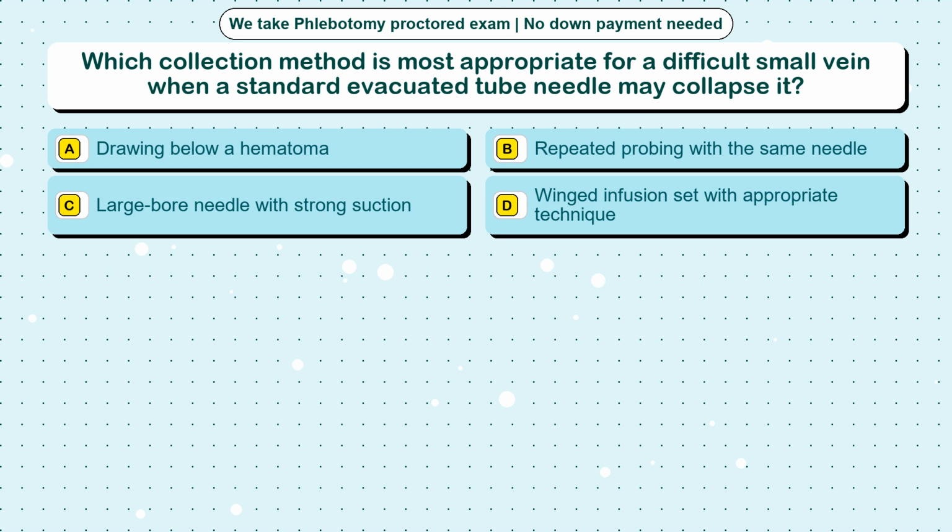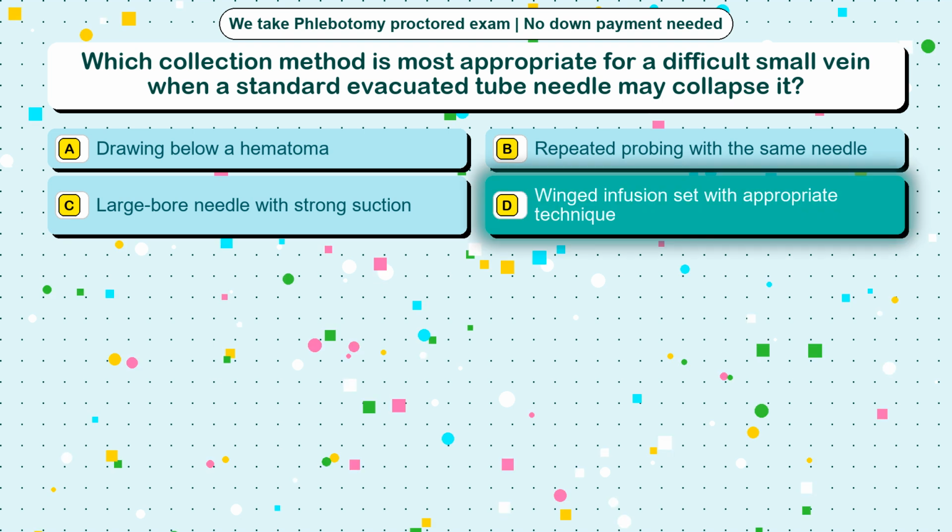Question 38. Which collection method is most appropriate for a difficult small vein when a standard evacuated tube needle may collapse it? Option A. Drawing below a hematoma. Option B. Repeated probing with the same needle. Option C. Large bore needle with strong suction. Option D. Winged infusion set with appropriate technique.